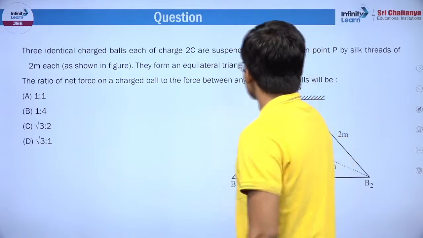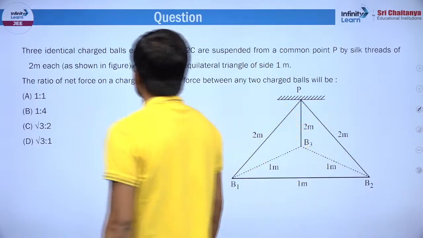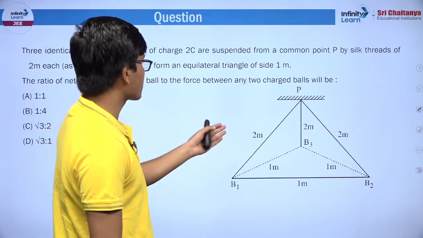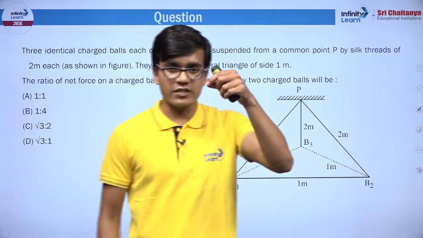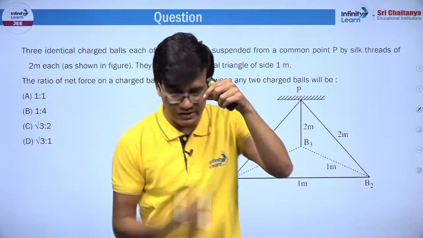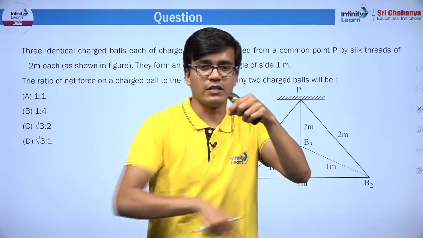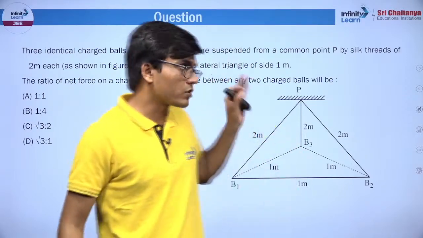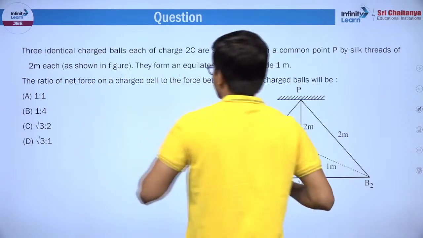So again the diagram is also given. 3 identical charged balls, each of charge 2 coulomb, are suspended from a common point. There is a point 1, 2 and 3. This is the triangle they have given. This question should also be bonus according to me. I'll tell you the reason.